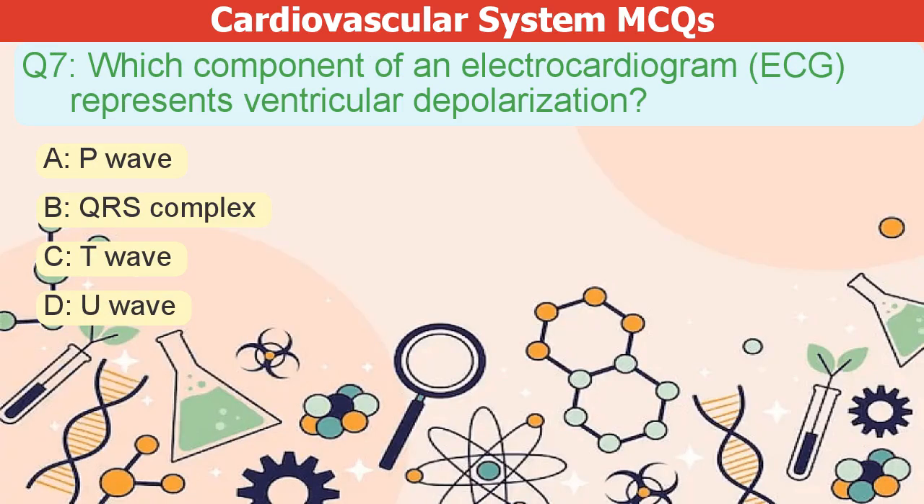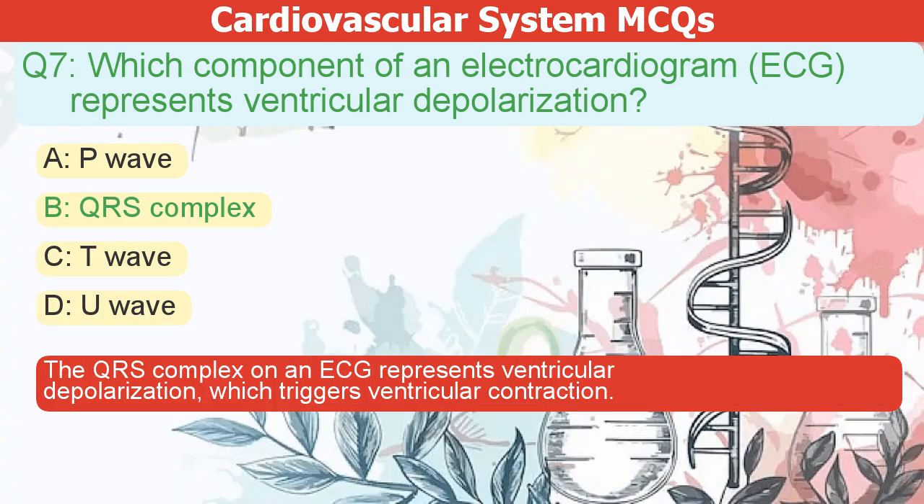Which component of an electrocardiogram (ECG) represents ventricular depolarization? A. P wave. B. QRS complex. C. T wave. D. U wave. The correct answer is B. The QRS complex on an ECG represents ventricular depolarization, which triggers ventricular contraction.